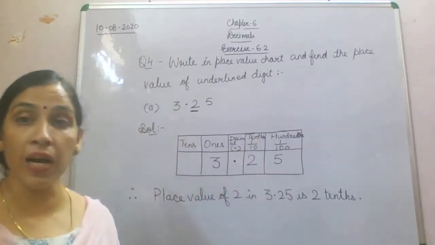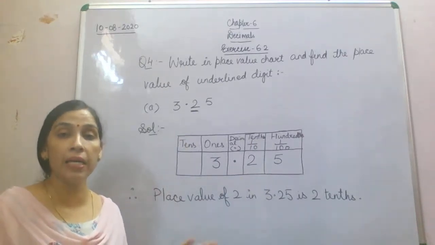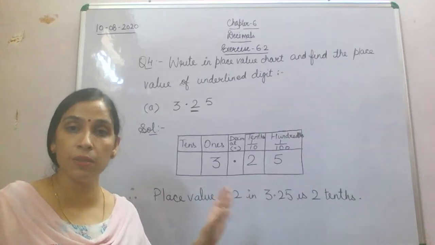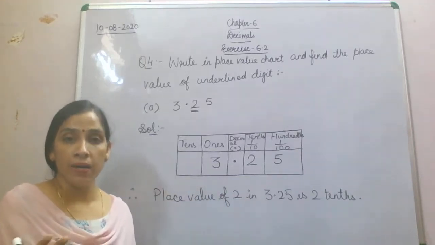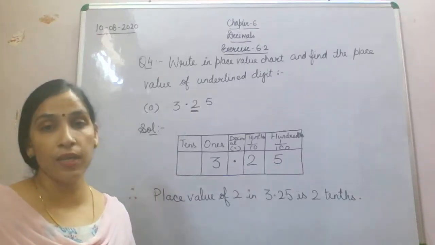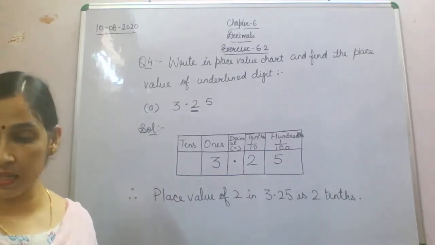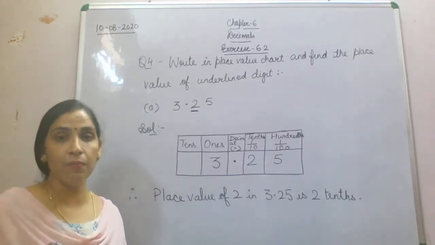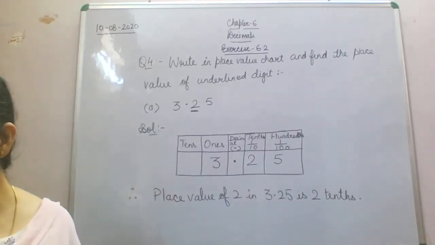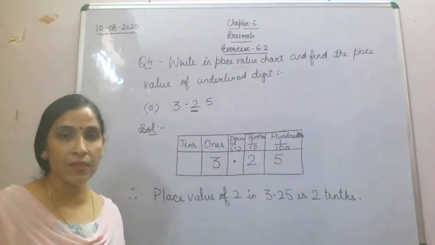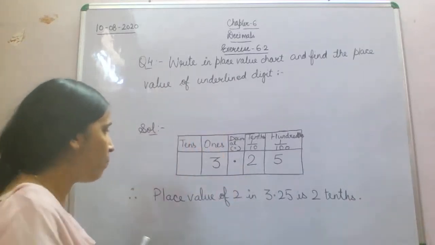See, you can find that it becomes so easy when you write the given decimal number using this place value chart, and then you can easily write the place value of that particular digit. So as you can see in this A part, it is quite easy to find the place value by using this place value chart. So children, now we will take our second question, B part, that is 5.61.